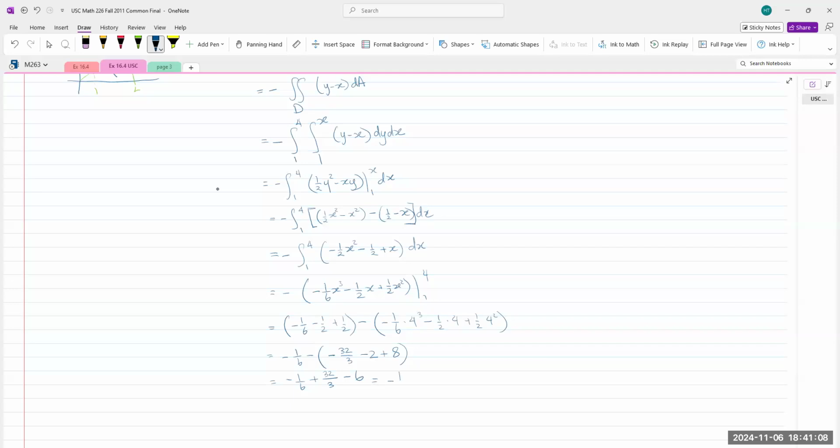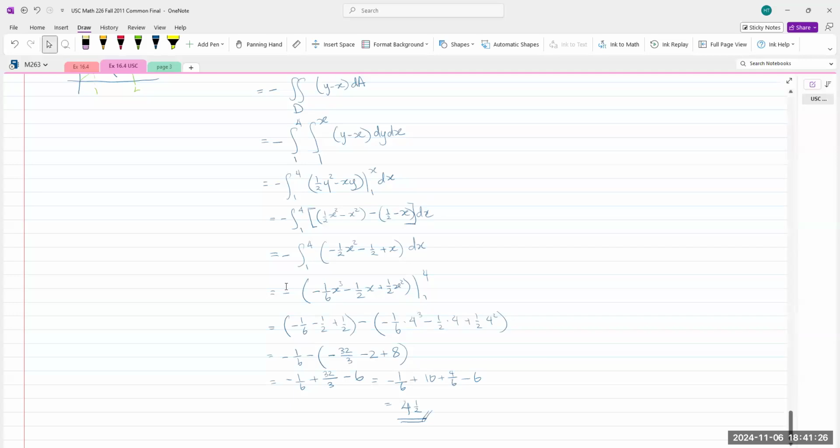So negative 1/6. I'm so tired, honestly. So forgive me if the way I compute is strange. So that's 4 plus 3/6, that's 1/2. Okay, so that's 4.5.